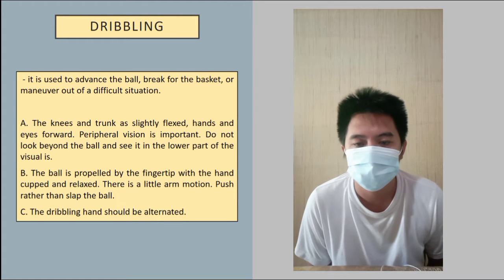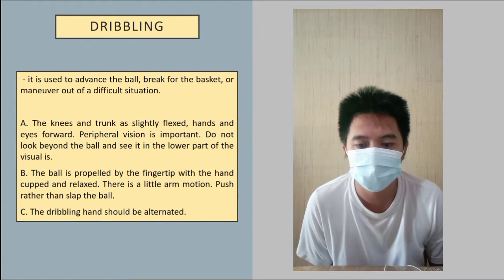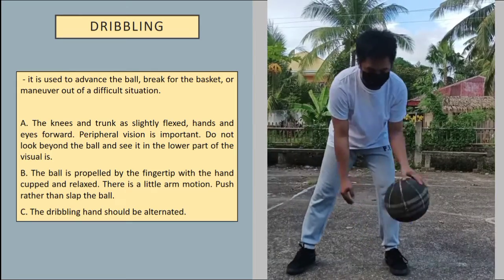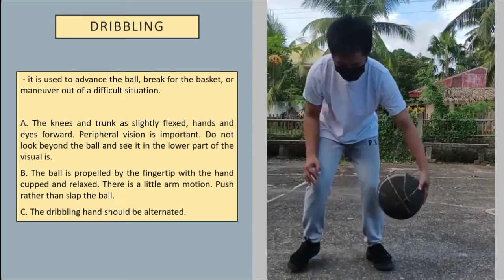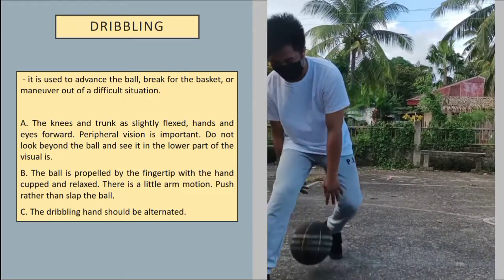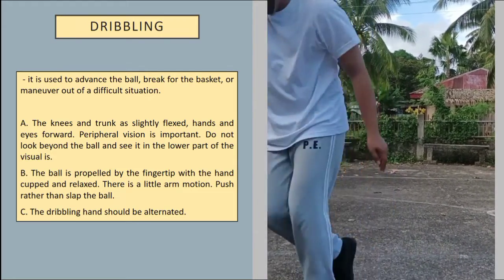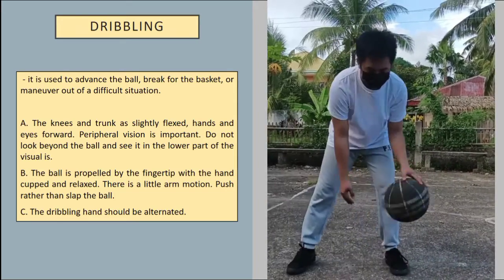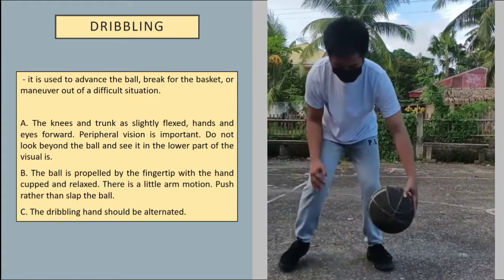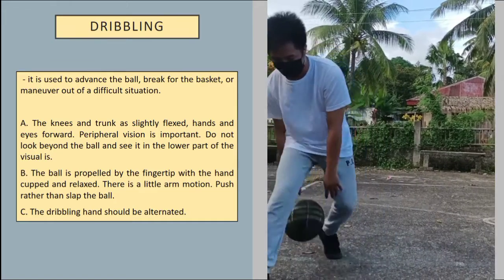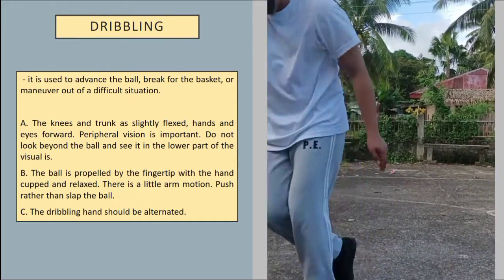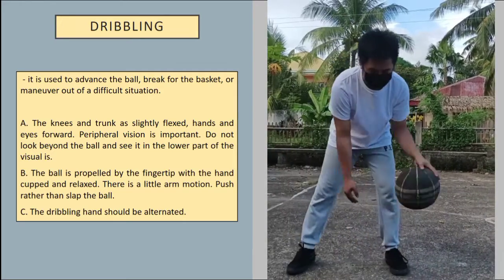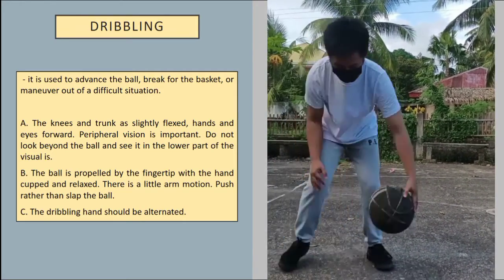Dribbling. It is used to advance the ball, break for the basket, or maneuver out of a difficult situation. A. The knees and trunk are slightly flexed, hands and eyes forward. Peripheral vision is important. Do not look beyond the ball and see it in the lower part of the visual field. The ball is propelled by the fingertips with the hand cupped and relaxed. There is little arm motion. Push rather than slap the ball. Last, the dribbling hand should be alternated.